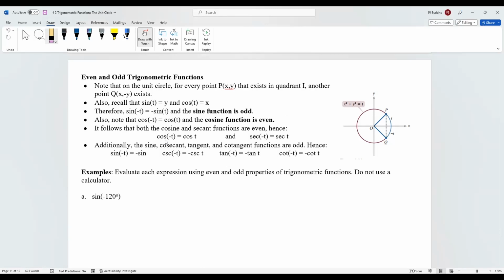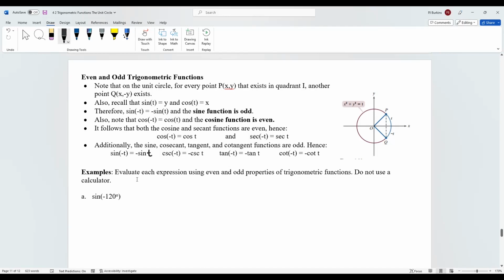Because cosine is related to secant, and the cosine is even, secant's also even. Because sine's related to cosecant and sine's odd, cosecant is odd. And then because tangent is a combination of the two, an odd divided by an even, tangent's also odd. And because tangent is related to cotangent, cotangent's odd. So basically cosine and secant are the only even functions.